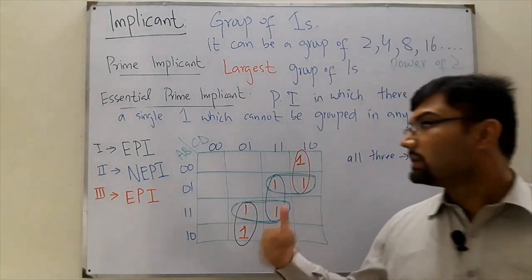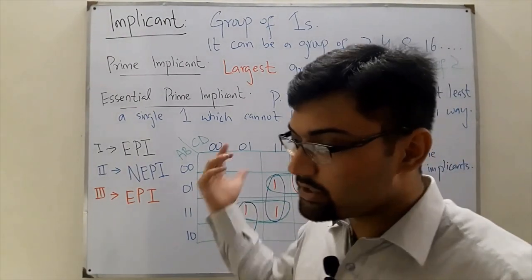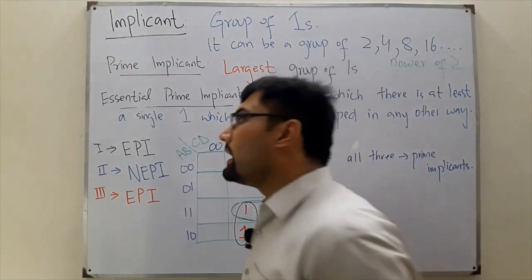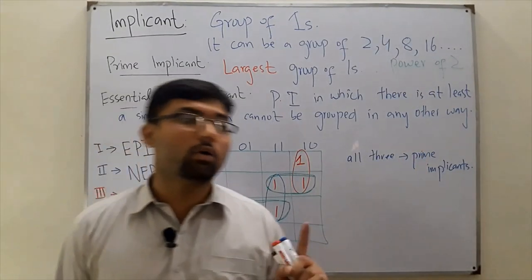So that's all. This was just a shorter video to understand the meaning of implicant. And in the next lecture, we discuss the four variable K-map.